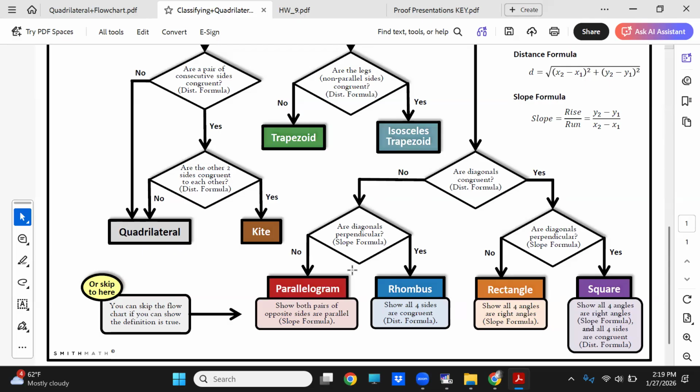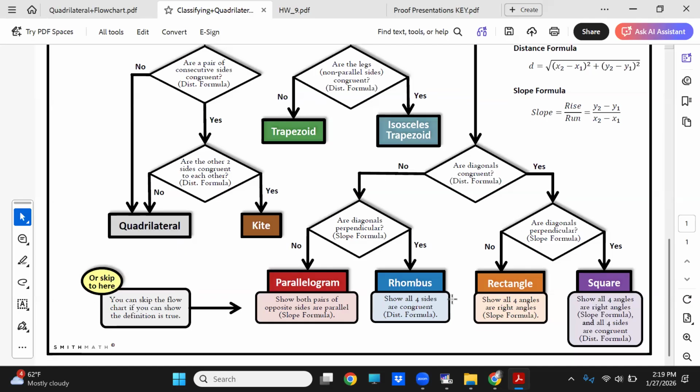So basically, looking at the diagonal, that's kind of a big deal as part of this flow chart. You can skip the flow chart here if you can show the definition is true. Yeah, if you could show that, like for slope formula or distance formula, all those things.